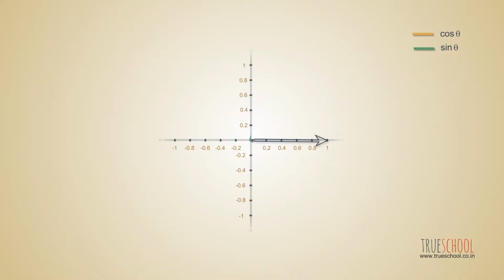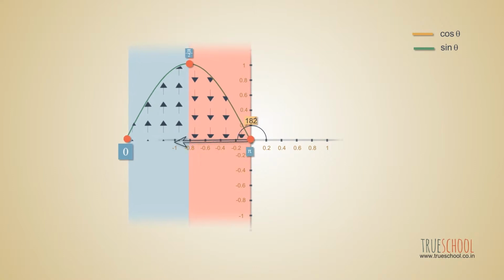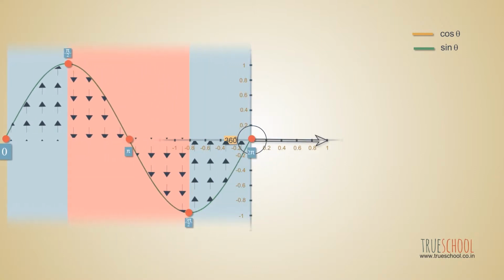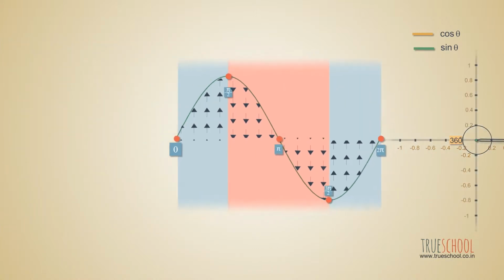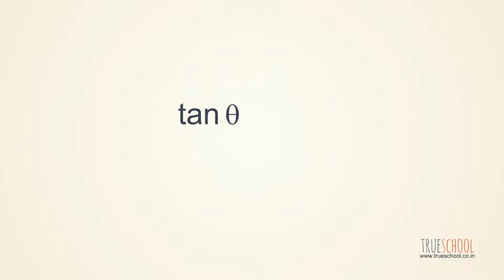Sin theta starts from 0 as perpendicular length is 0 at theta equal to 0. It increases to 1 and then decreases to 0, finally reaching -1, and again increases to reach back to 0. We see that the value of cos theta and sin theta varies between -1 and 1. We can derive the value of tan theta from the values of sin and cos theta.